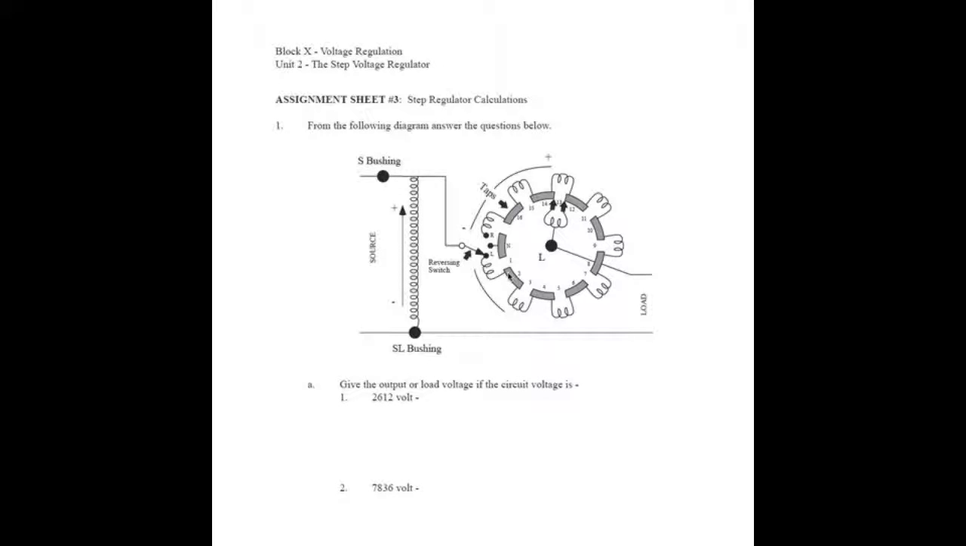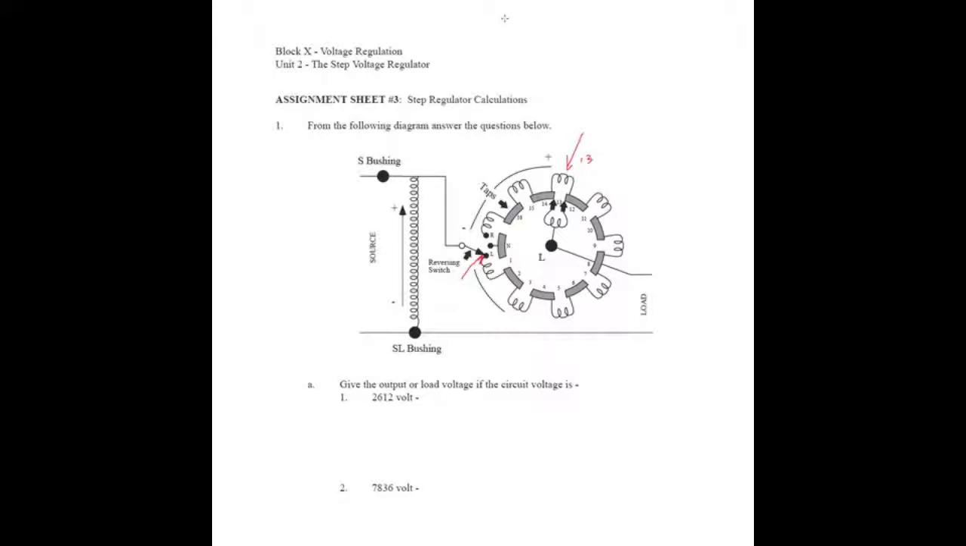Over assignment sheet 3 from unit 10-2, the step voltage regulator. Number 1 says, from the following diagram, answer the questions below. In the following diagram we have a voltage regulator. It's set in the lower position and on the 13th step. So it's a 13th step reduction in voltage.